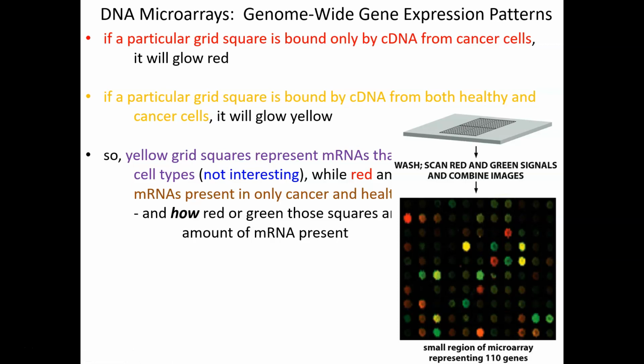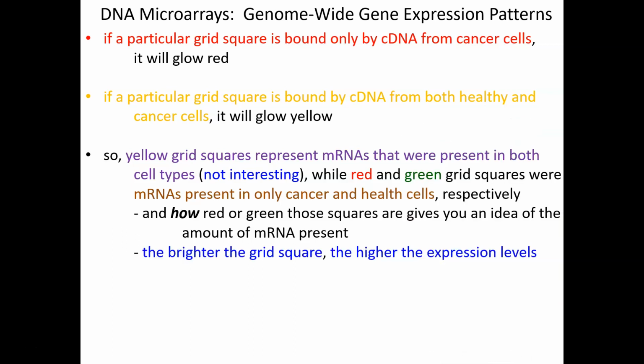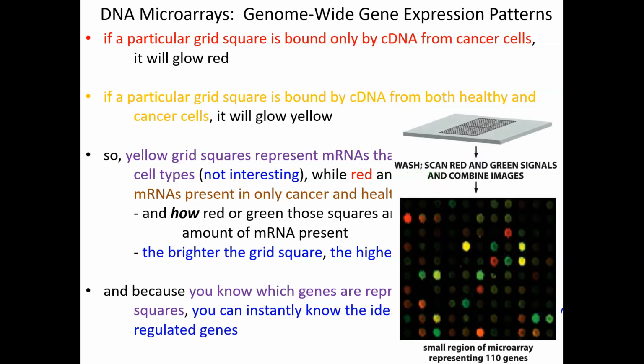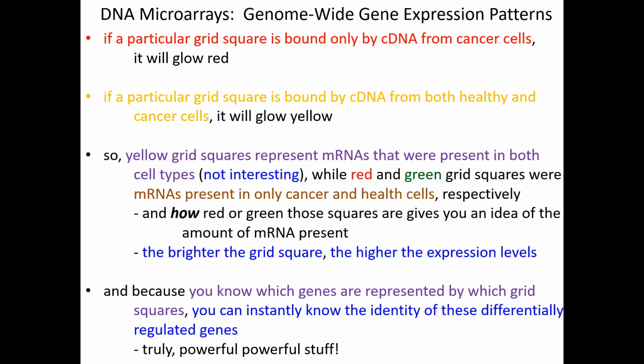So we're looking, I can't say it enough, we're looking at every single gene that's on and off in two populations of cells across the entire genome at any one time. Pretty incredible. Again, because you know which genes are represented by which grid square, you instantly know the identity of these different genes, and you can begin to ask true scientific questions about why. Why are these genes being differentially expressed? What is their role in cancer protection or cancer progression? Truly amazing.